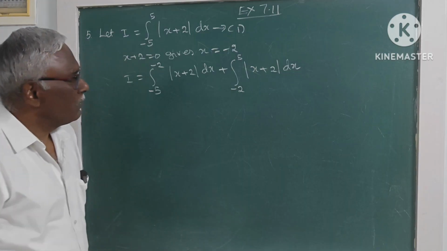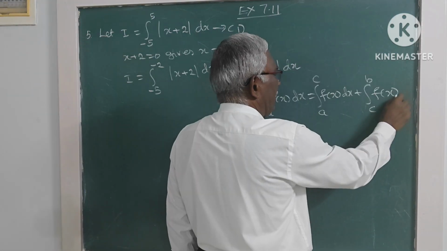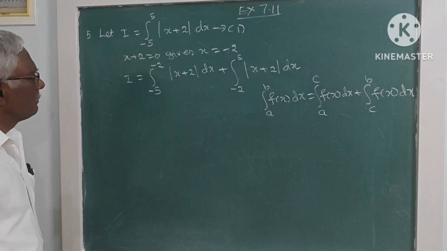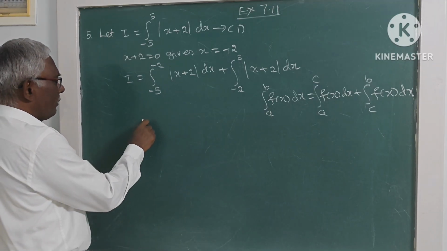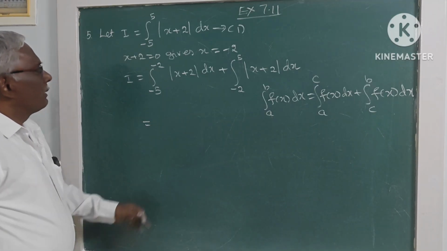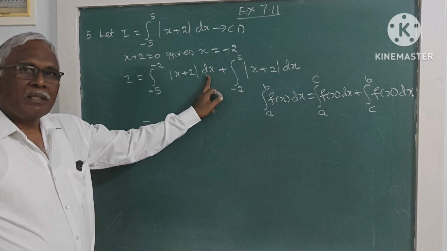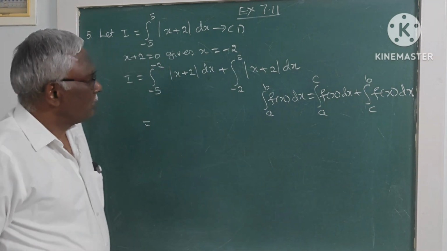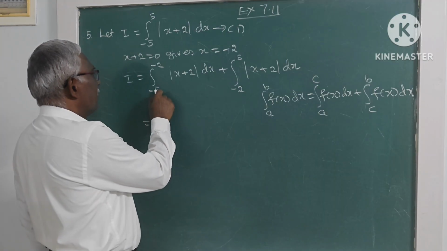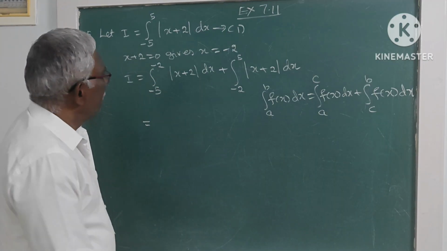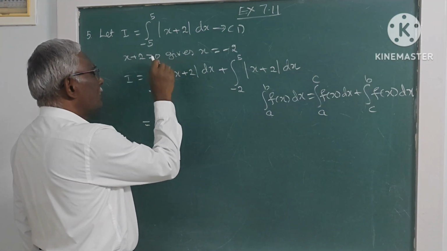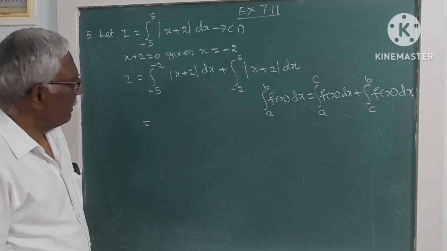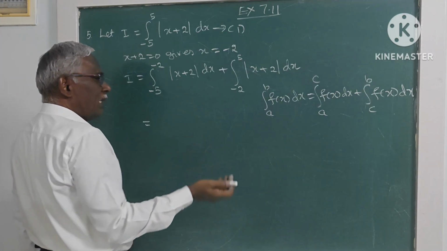Which property is used here? We use this property. Now x varies from minus 5 to minus 2, so we'll take any value in between. We'll take minus 4. Put minus 4 plus 2, that is minus 2. We get a negative value, but we should get a positive value. How to get it? Add a negative sign.